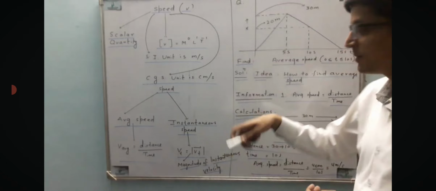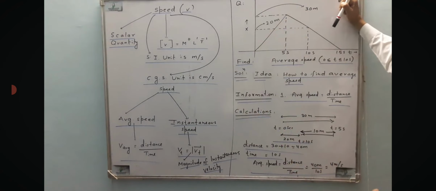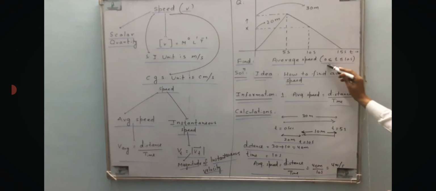So let's implement what we have learned in a question. This is a position diagram of a particle moving along the x-axis, and we need to find the average speed from the time 0 to 10 seconds.